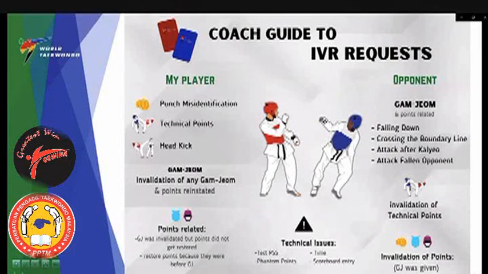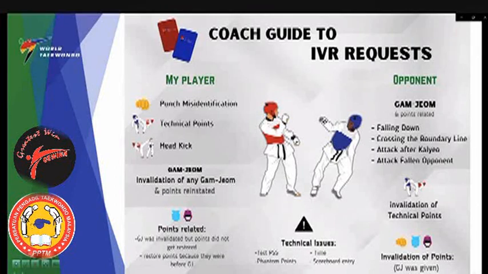Lastly, invalidation of points. So if the opponent was given a gamjan, let's say for grabbing, and then 2 points were scored, but the referee did not invalidate those points, you can request for the invalidation of points because the gamjan was given. And then any technical issues. Anytime there's technical issues, you may use your card to request to check this.